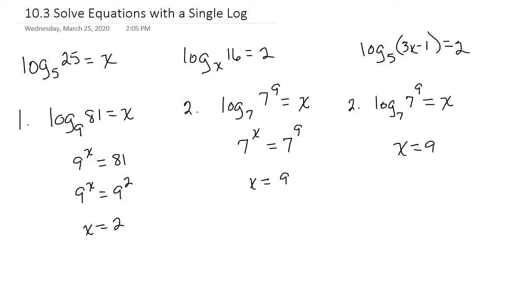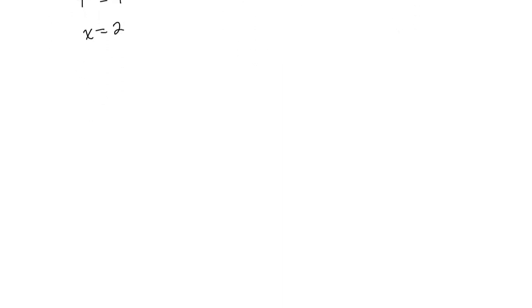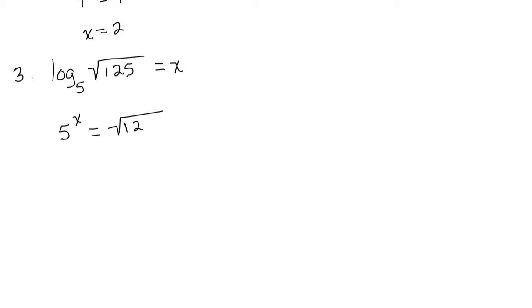So let's scroll on down here. Problem number 3. Here I have the log base 5 of the square root of 125 equals x. The base is 5. The exponent is the answer to the logarithm, so the exponent is x. And this is going to equal the square root of 125.